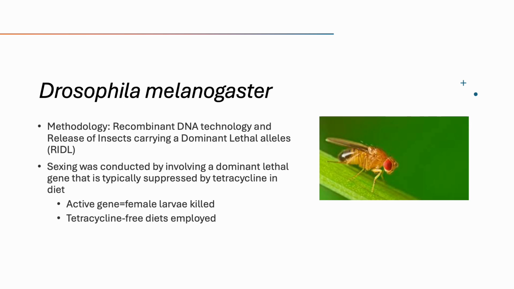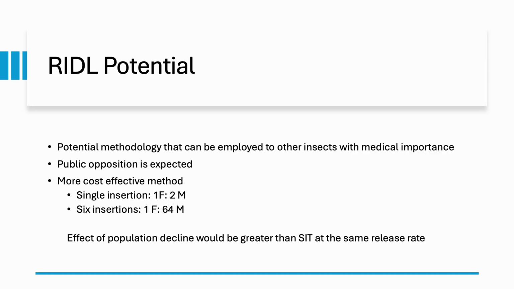Meanwhile, Drosophila melanogaster underwent recombinant DNA technology, also known as the release of insects carrying a dominant lethal allele, or RIDL. Sexing was conducted by involving a dominant lethal gene that is typically suppressed by tetracycline in the diet. When the gene is active, only female larvae are killed. Therefore, tetracycline-free diets were employed to prevent female offspring from being born. RIDL has a lot of potential as it has been seen to be successful in species such as Drosophila. Therefore, it can be applied to other insects with medical importance.